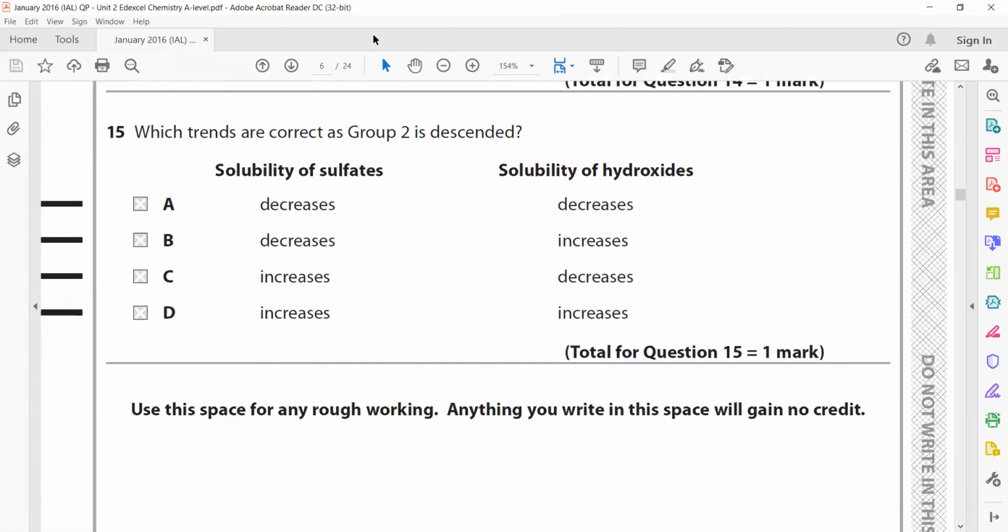Which trend is correct in group 2 in descending order? Solubility of sulfate, as we go down, decreases, and for hydroxide it increases. So B is the right answer.